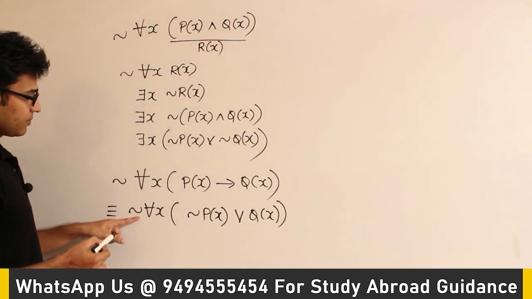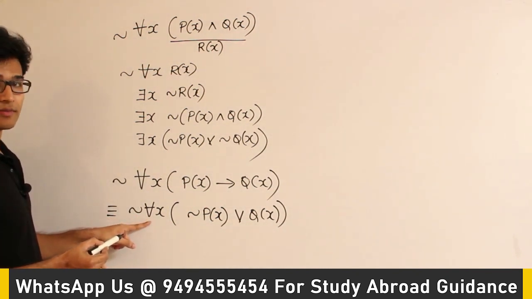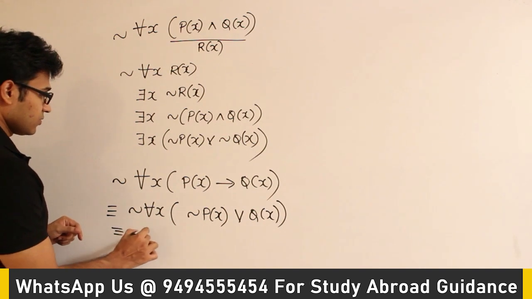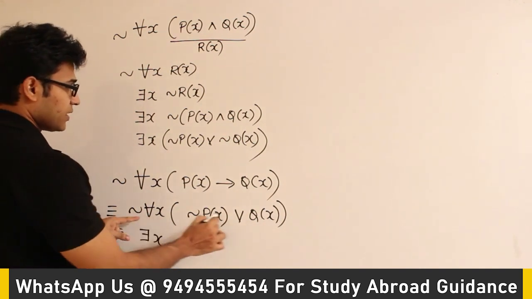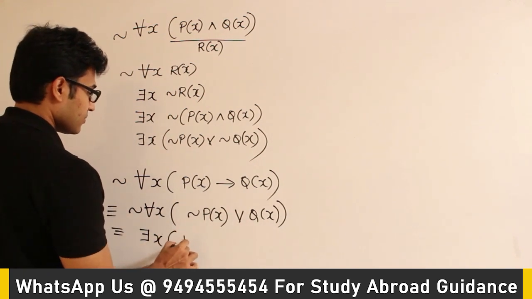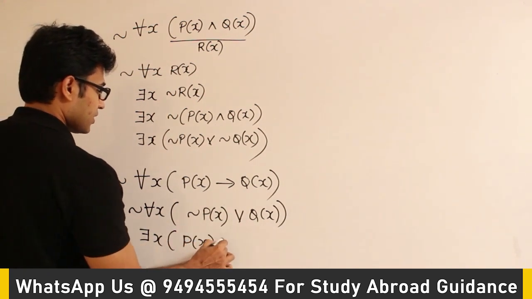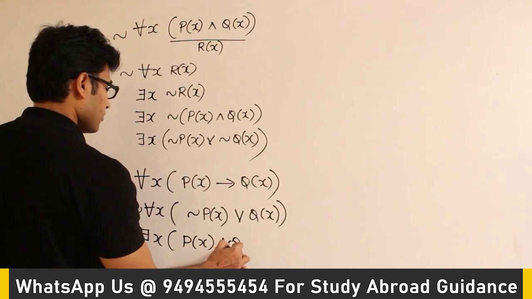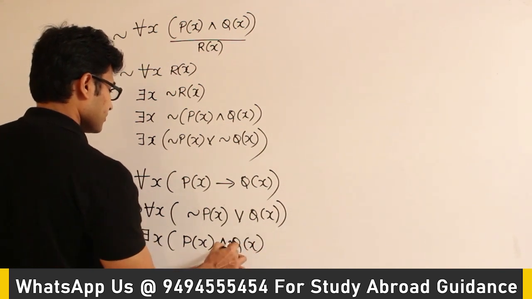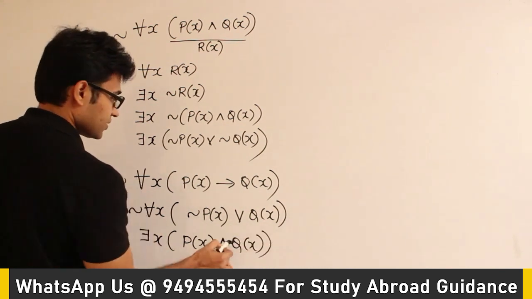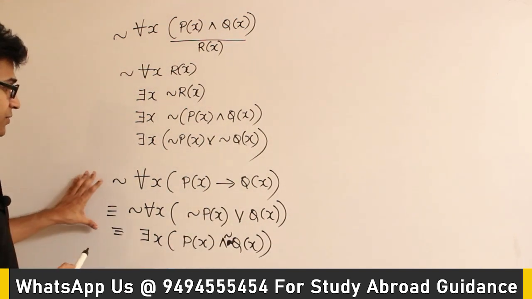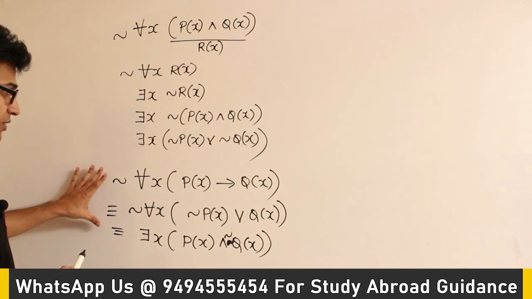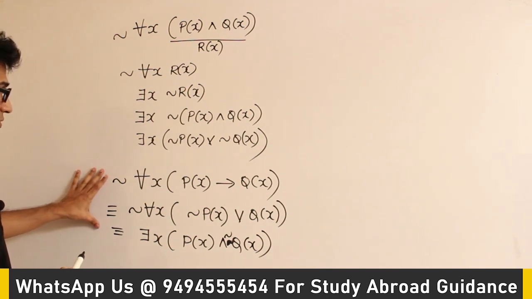And now if you apply negation to for all, it is going to become there exists. So it is going to become there exists x, and when you apply negation to this entire statement, it is going to become p of x and negation of q of x. P of x and negation of q of x, it is negation. So it is very important. Why is it important? We shall discuss later. I'll tell you clearly. But for now, understand that this is how we got it.